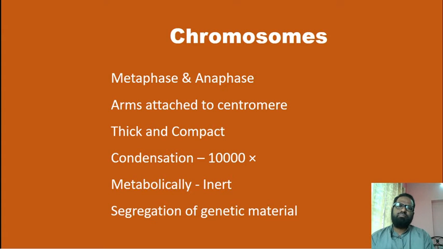Then what is the function of the chromosome? We have to see why exactly the chromatin gets converted into the chromosome. The most important function of the chromosome is that these structures help in the segregation of the genetic material into the daughter cells. You know that during cell division, a single cell gets divided into two daughter cells, and the genetic material has to be equally divided into the two cells.